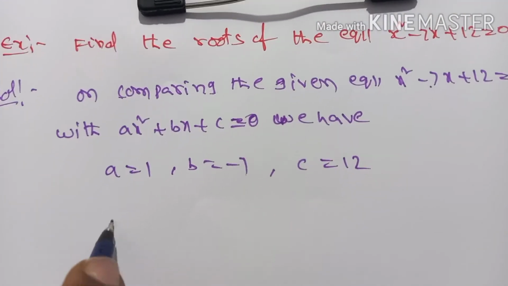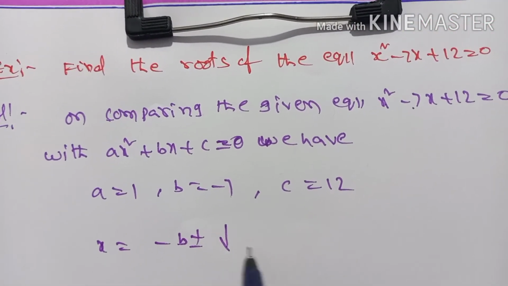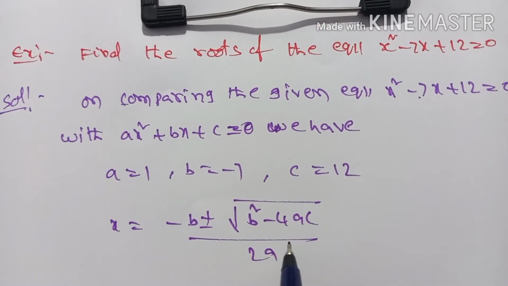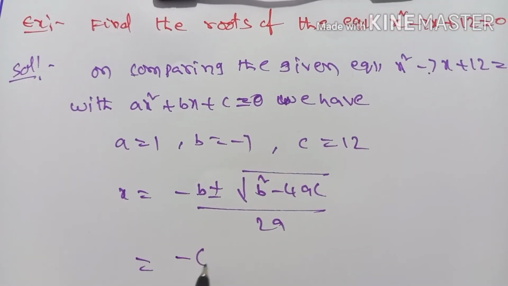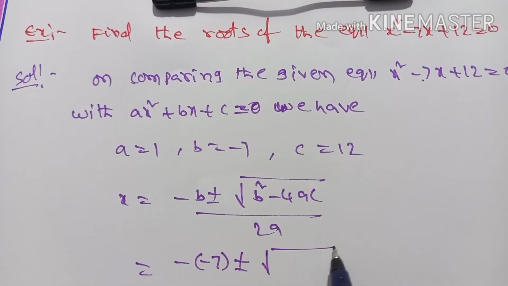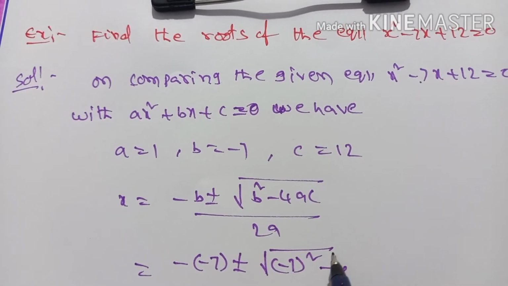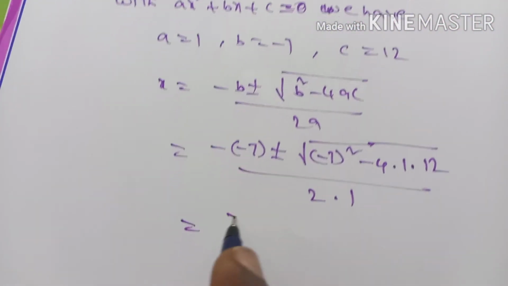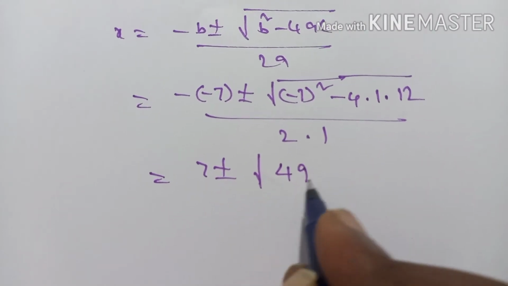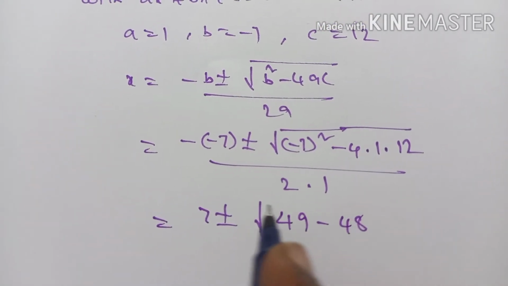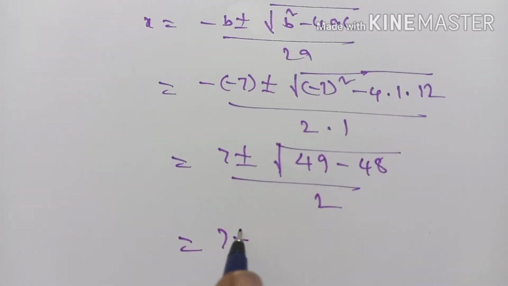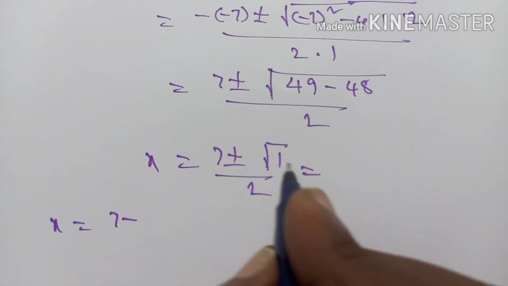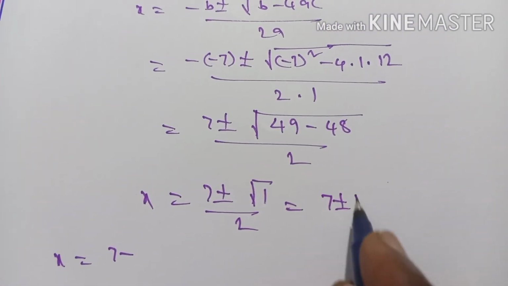That formula is x is equal to minus b plus or minus root over b square minus 4ac by 2a. Substituting the a, b, c values in this equation, you can get roots: x is equal to minus of minus 7 plus or minus root over minus 7 whole square minus 4 into 1 into 12 by 2 into 1, 7 plus or minus root over 49 minus 48, 12 fours are 48, by 2, 7 plus or minus root over 1 by 2. X is equal to 7 plus or minus 1 by 2.